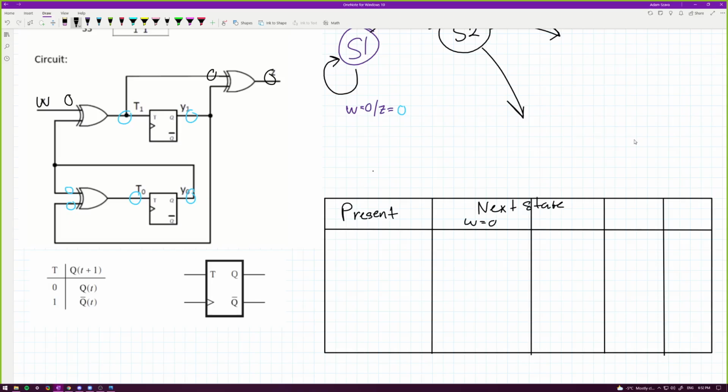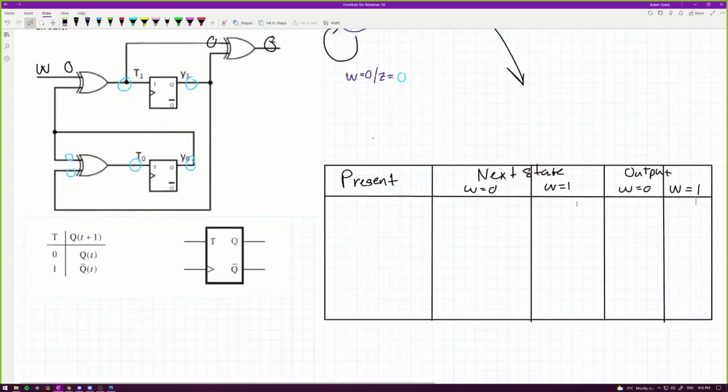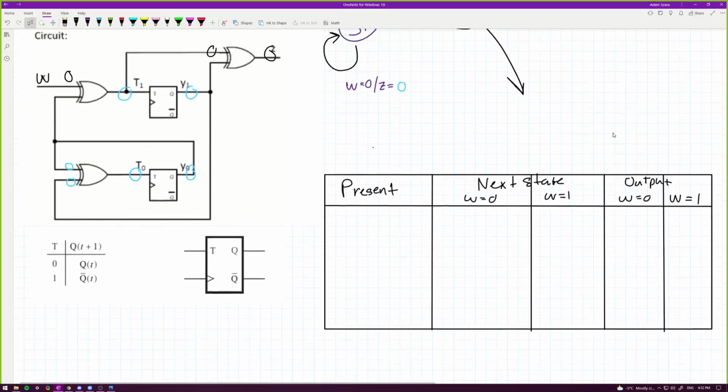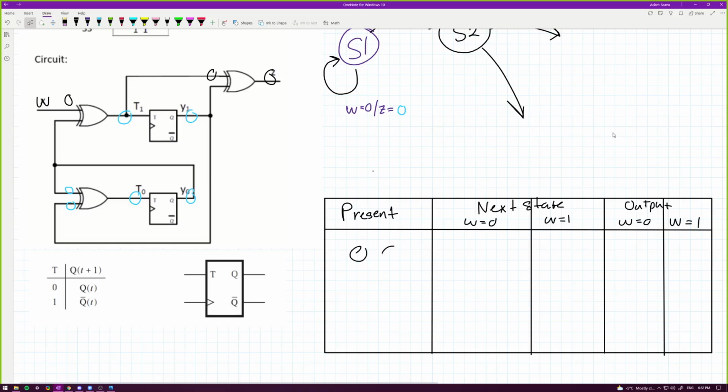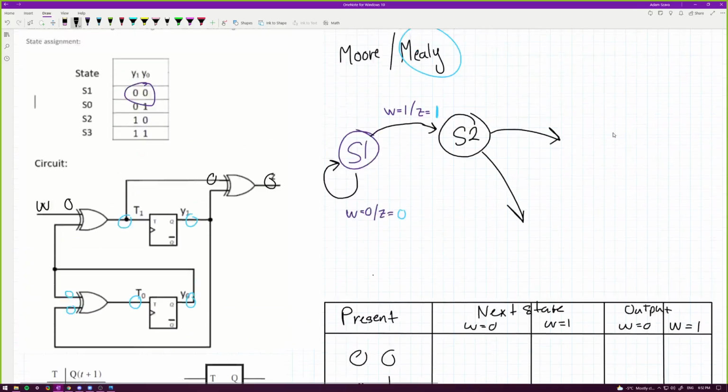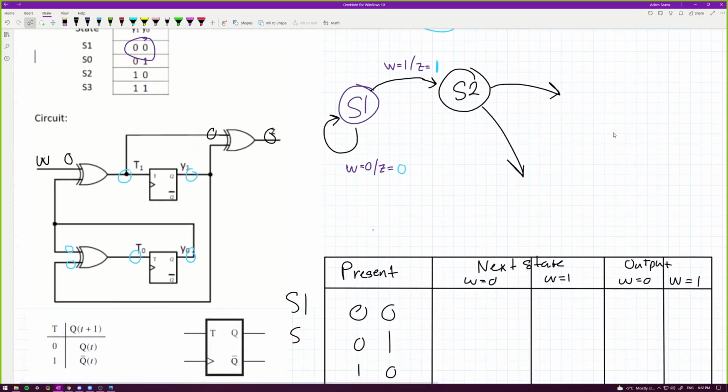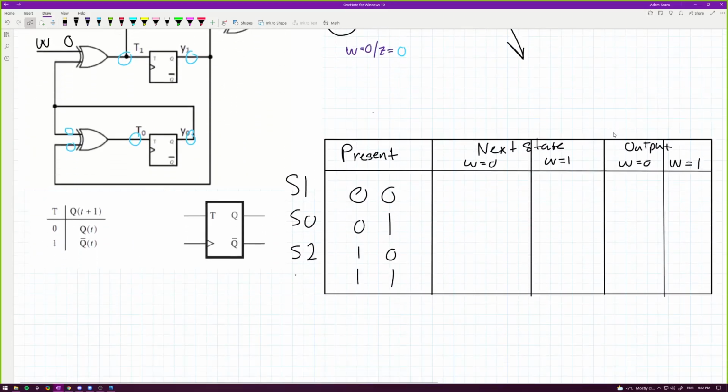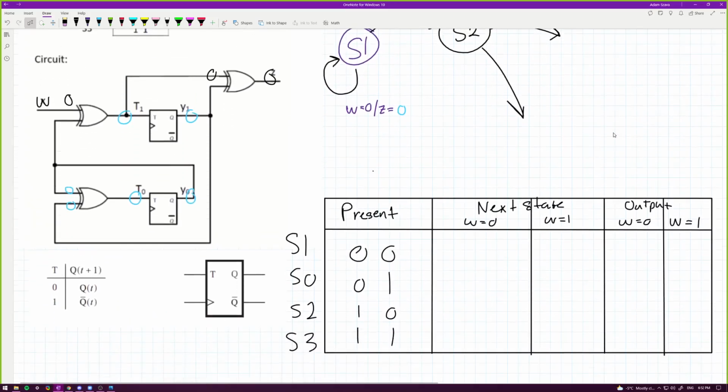This is W equals 0. This is W equals 1. This is your output. This is W equals 0. This is W equals 1. Mealy machine. So we have W equals 0, W equals 1. And then I'll just put in my present state variable. So 0, 0, 0, 1, 1, 0, 0, 1, 1. And so we get that's S1, S0, S2, S3.